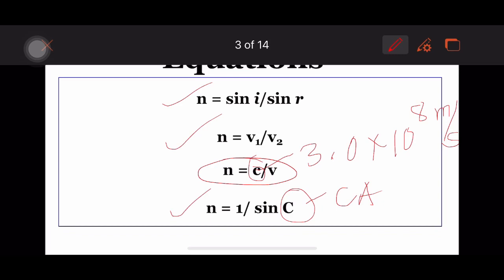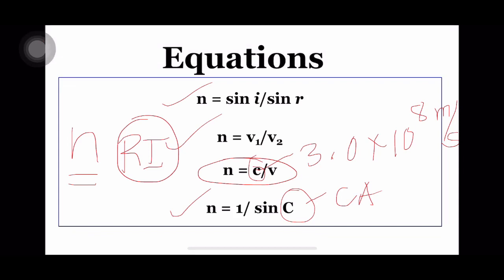If you're not comfortable with n as the refractive index symbol, you can also use RI. In other problems, they use RI instead of n for refractive index, so that's okay. Whatever you choose, it will be the same thing if you use the correct equations.